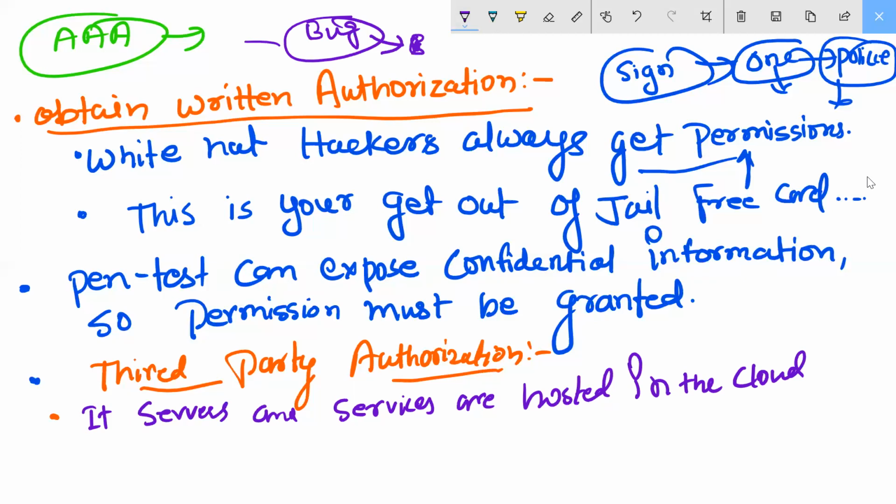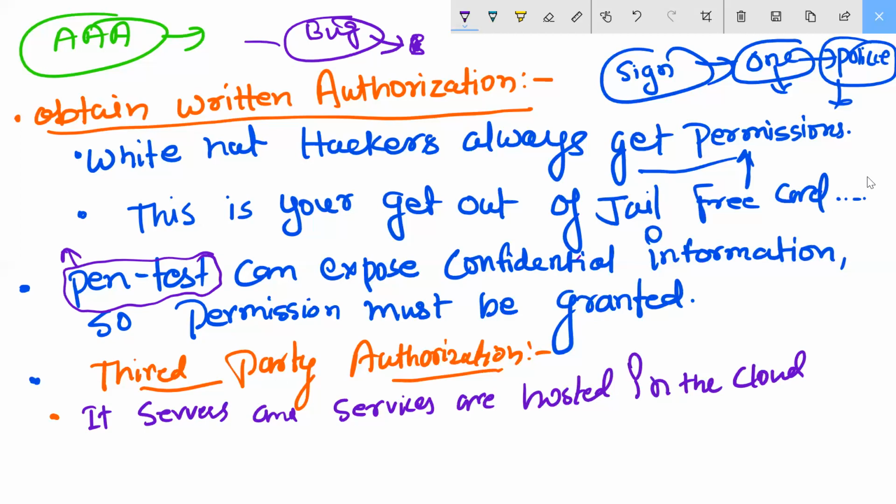Before that, when you are doing penetration testing and you come inside the company and start the pen test, you have to take permission from the company. So the company has granted you the permission. Yes sir. In that company, we will ask for the permission.